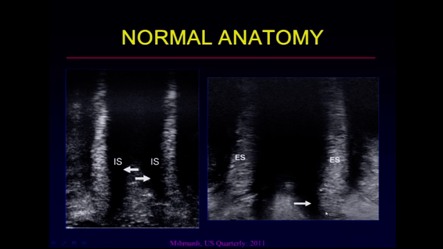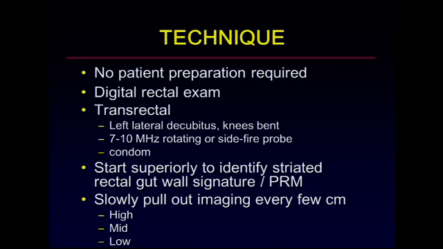Now, we evaluate in our laboratory the sphincteric complex using transrectal ultrasound, and we do this with a rotating sphincter probe that's at least 7 to 10 megahertz in frequency. And we generally examine our patients in the left lateral decubitus position with the knees bent. And the probe, of course, is covered with a condom and is lubricated extensively.